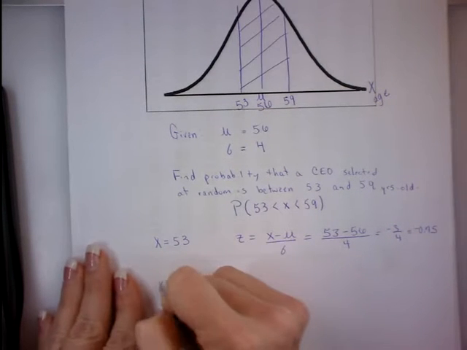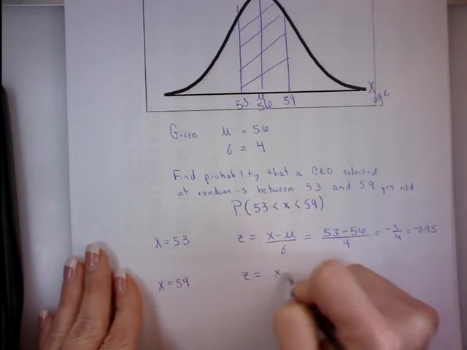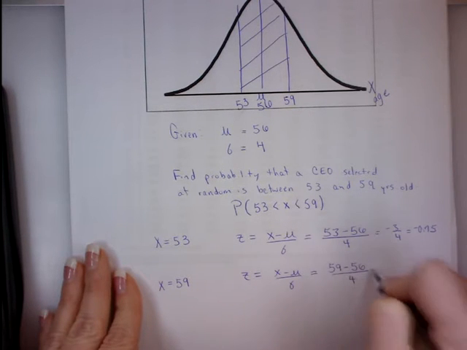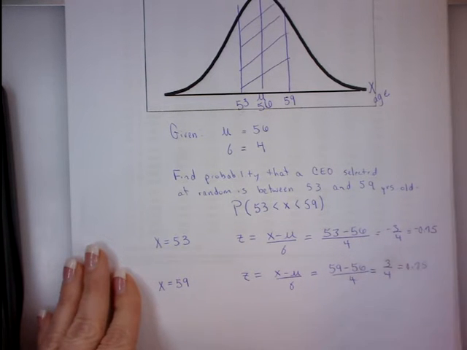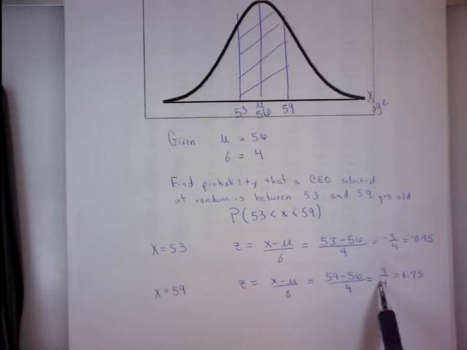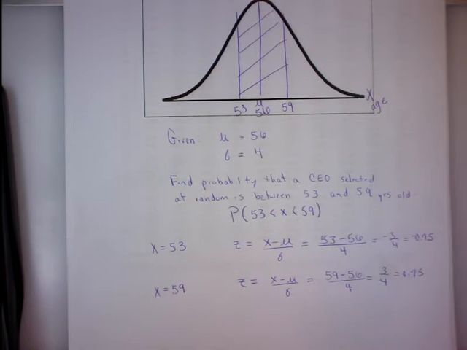And then the CEO that's 59, x minus mu over sigma. 59 minus 56 divided by 4 is 3/4, which is 0.75. So this CEO of 59 is 3/4 of a standard deviation above the average age of 56 years old. And then that brings us to our standard normal distribution.